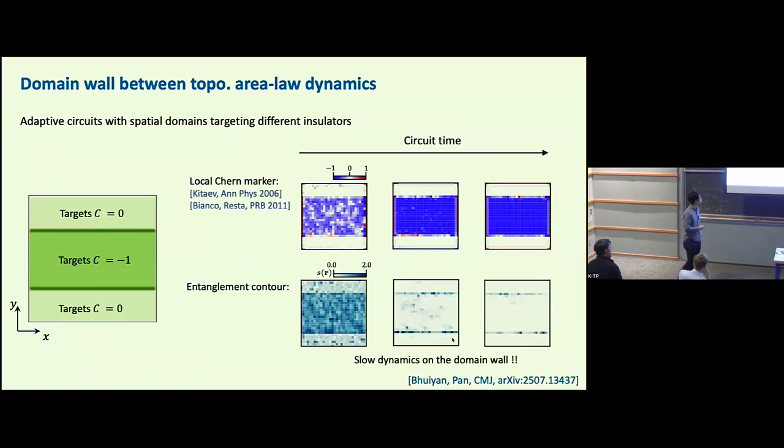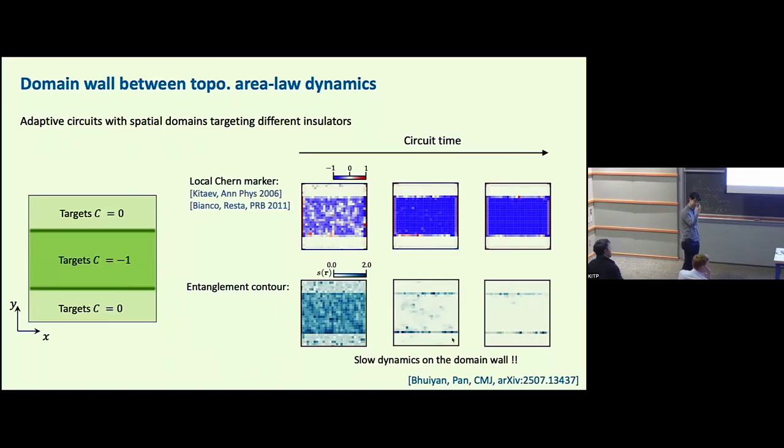Okay, there are other things that you can look at. For example, now, topology is supposed to protect something, right? So let's try to look at domain walls. You could have, let's say this is already only space, you can have programmed the circuit so that in these spatial domains, you target Chern number 0, a boring insulator. In this area, you go for the Chern number -1. So at the domain wall, you just kind of interpolate between them however you want. It doesn't matter so much. And then you try to run this circuit and see how things behave.